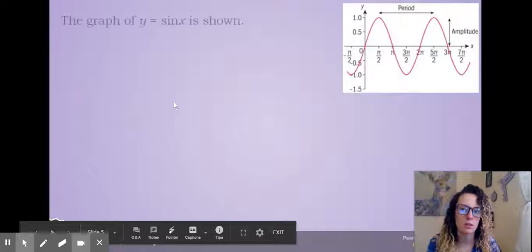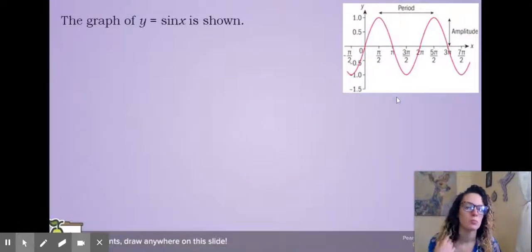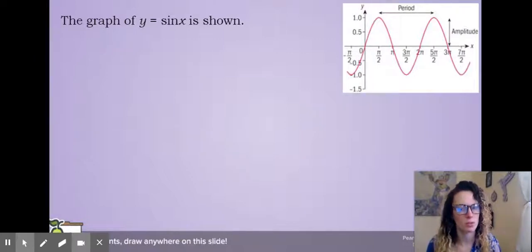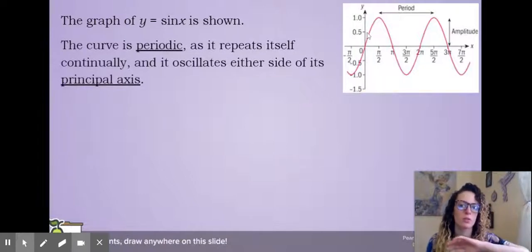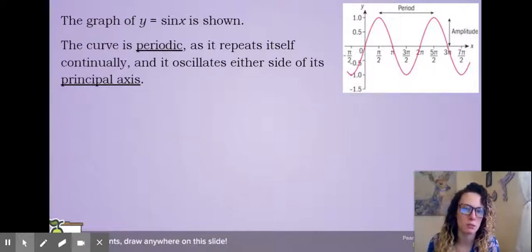Right, so let's dig a little bit deeper into these graphs. We have the sine graph shown here. We're going to focus on this graph of sine, but anything we talk about can also be applied to cosine as well. Like we said, the curve repeats itself continually, so that means it's periodic. It oscillates on either side of its principal axis. In the graph given to us, it oscillates right along the x-axis. The distance of the hump above the x-axis is the same as the bump below it.